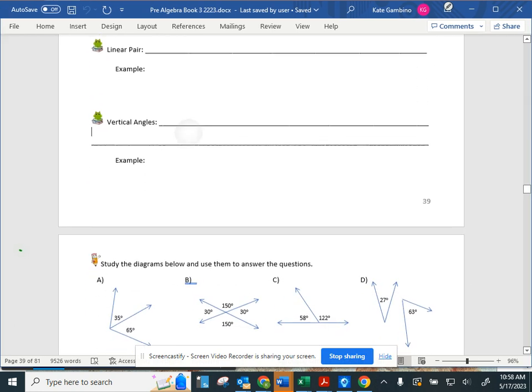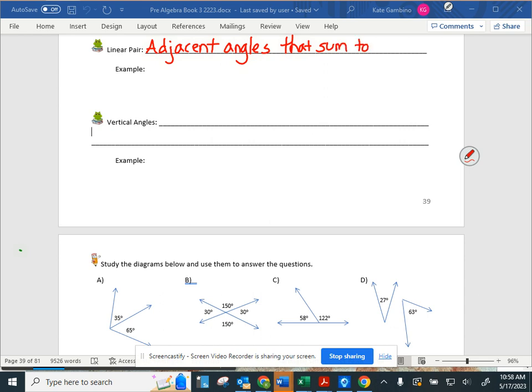Now we have linear pairs. A linear pair are adjacent angles, so they share a side, that sum to 180 degrees. It makes a line.